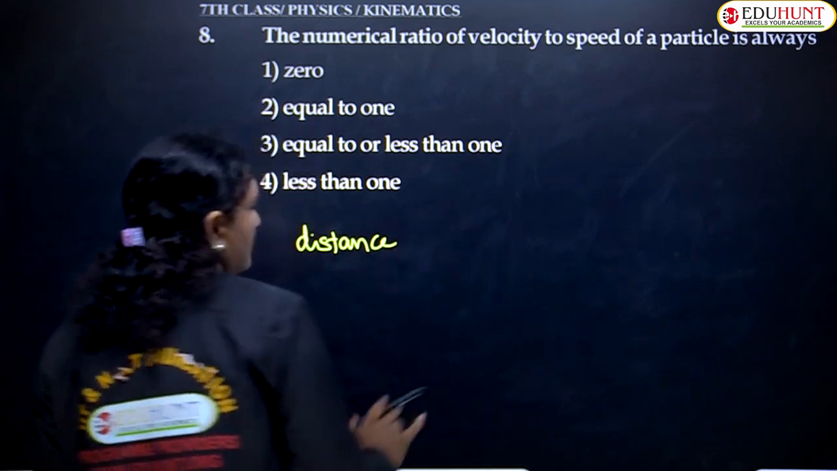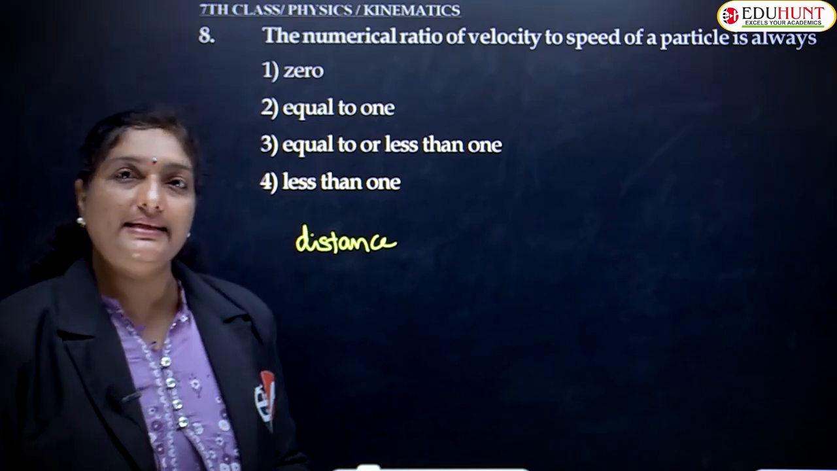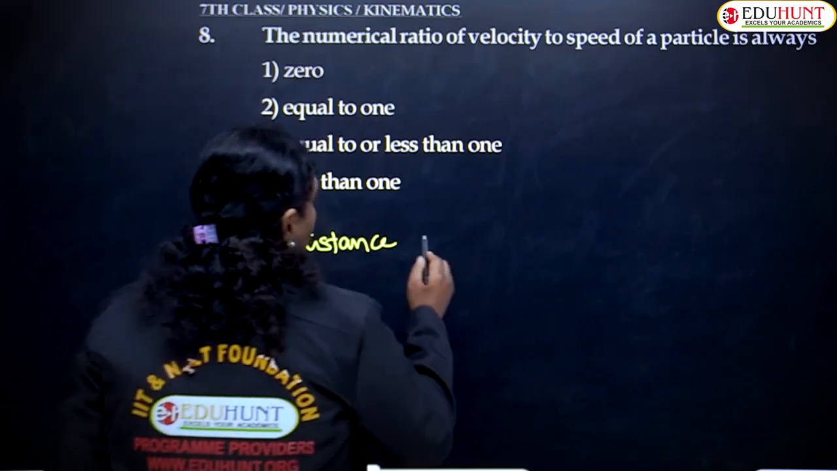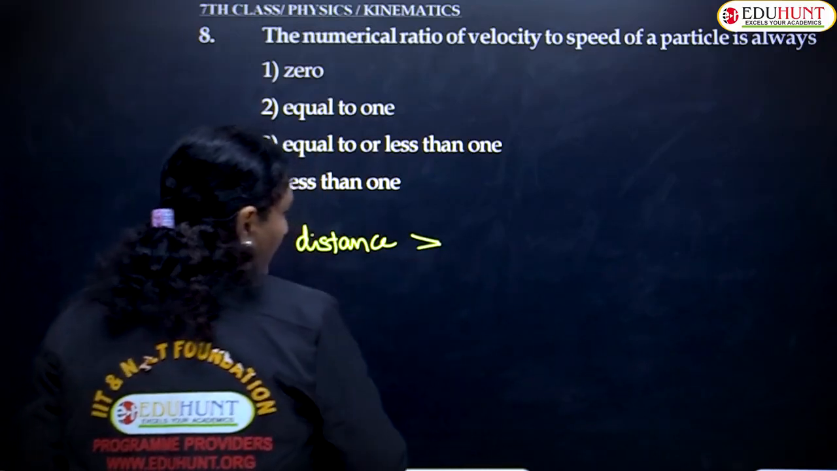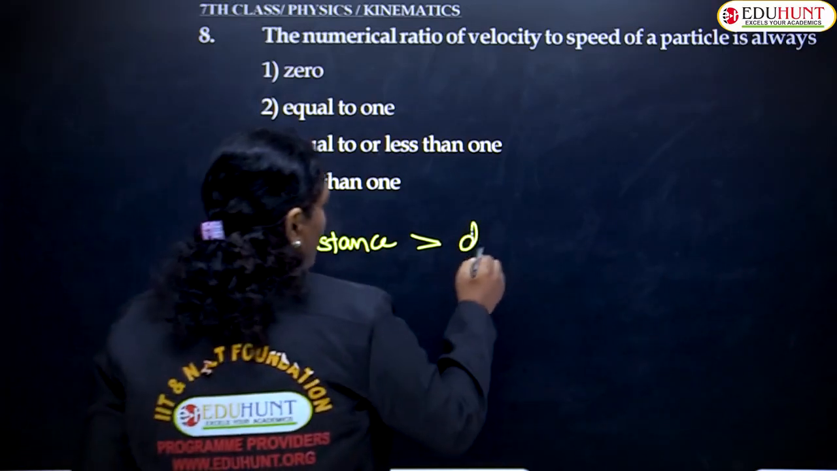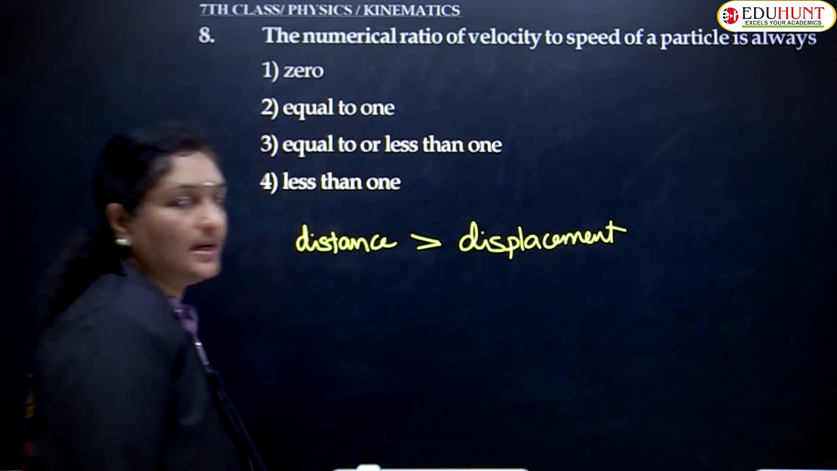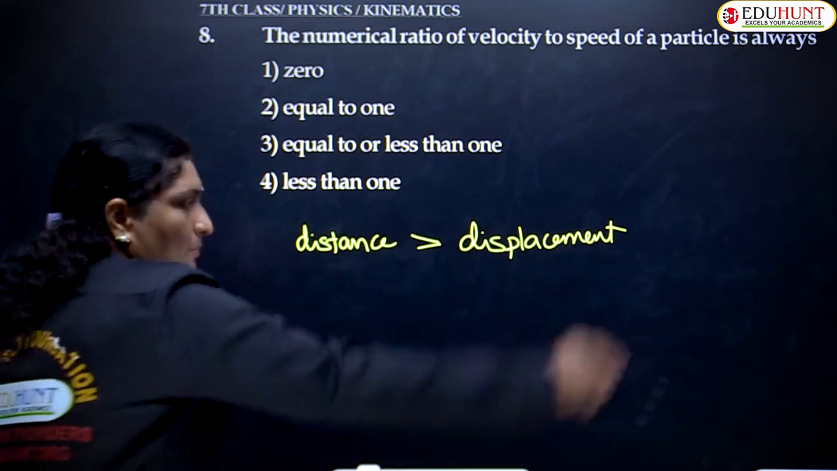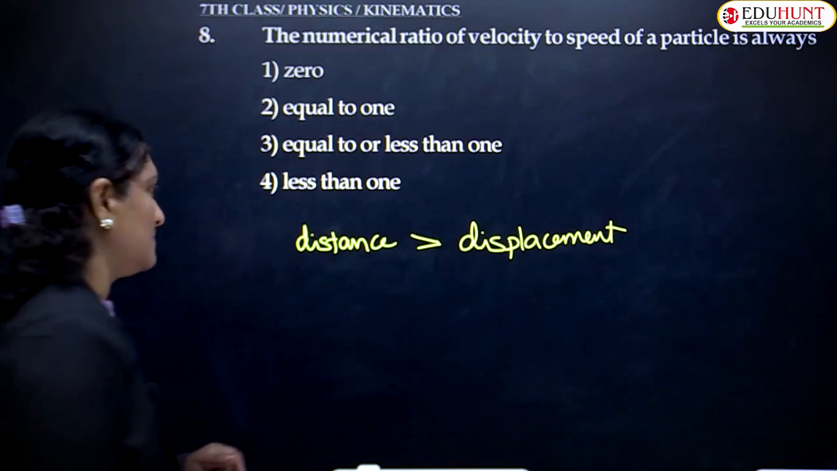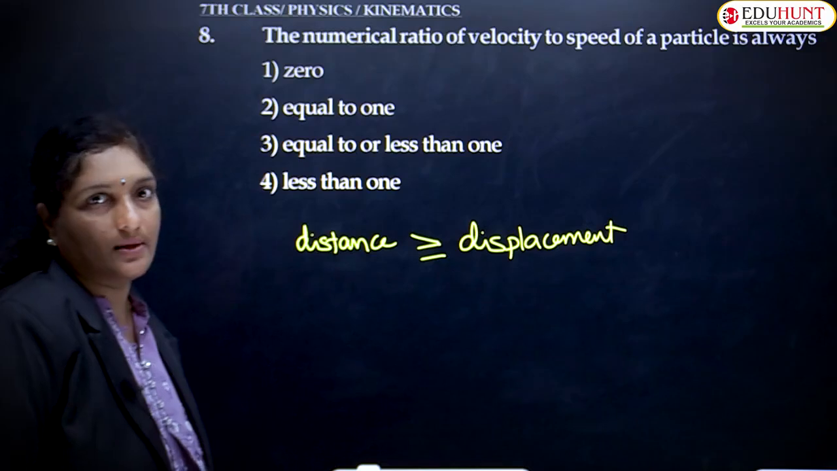And also one more thing I can say, that distance is always positive, whereas displacement can be positive, negative, or equal to 0. So if distance is positive and displacement is negative, distance is greater than displacement. If distance is positive and displacement is 0, then also distance is greater than displacement. Or if both are moving in the same direction, the forward direction, then distance may be equal to displacement. So there is a possibility that distance is either greater than or equal to displacement.